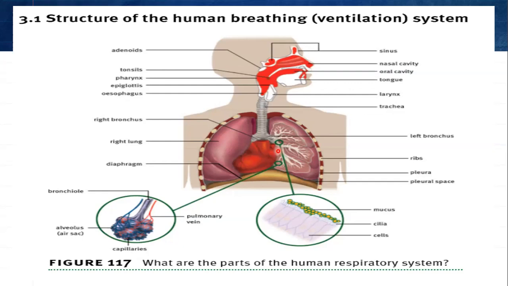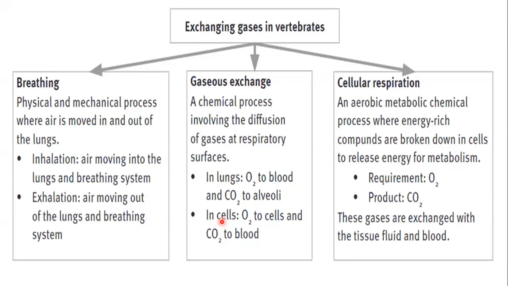And then when you get into the bronchioli, these are the most important ones that I've circled. On the walls of the bronchioli, that's where you find the alveoli, which are the air sacs. We'll explain in more detail how this structure works. But first, exchanging gases in vertebrates, a summed up picture before we move on.